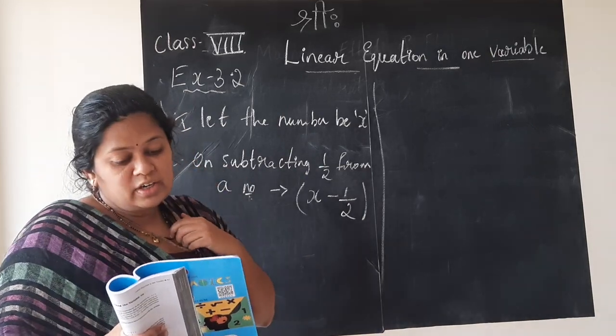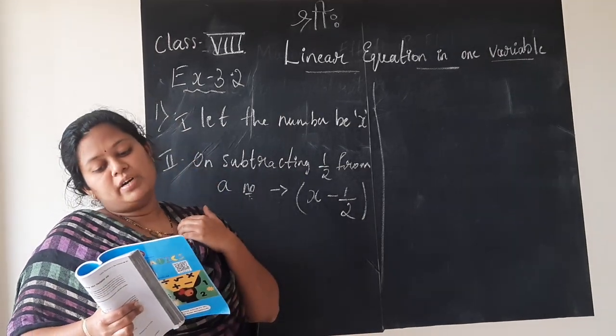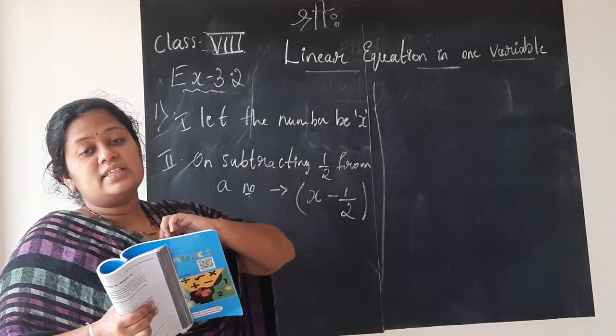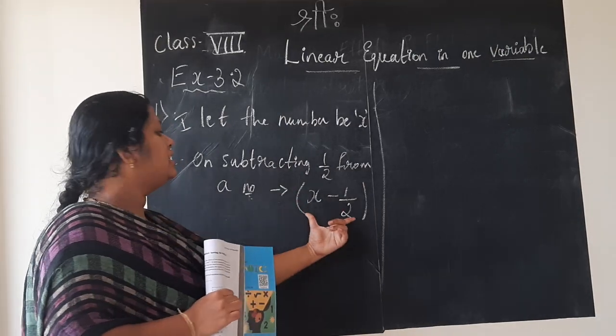What happens when we do so? If you subtract half from a number and multiply the result by half. So this is the result, children.